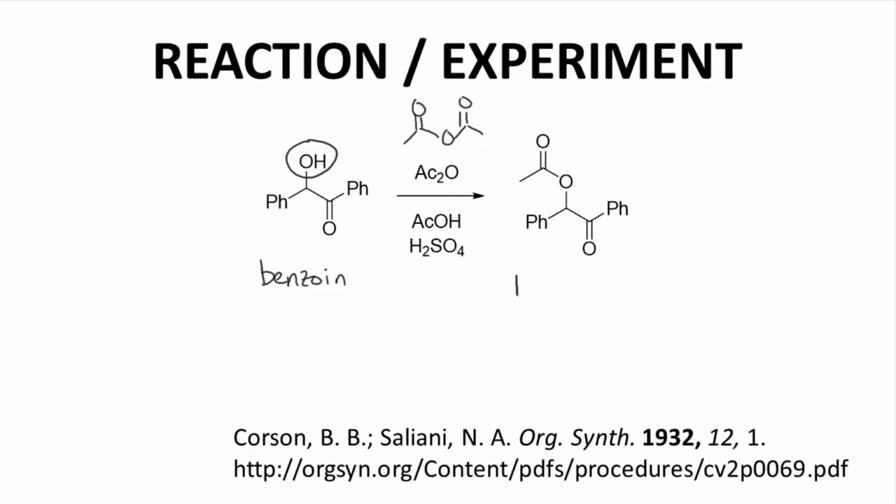The product is called benzoin acetate. These acylations can be performed under either acidic or basic conditions, depending on the specific transformation. Under basic conditions, you might first deprotonate the alcohol to make the oxygen more nucleophilic. Under acidic conditions, you might protonate the carbonyl of acetic anhydride to make it a strong electrophile and therefore more likely to be attacked by the alcohol oxygen.